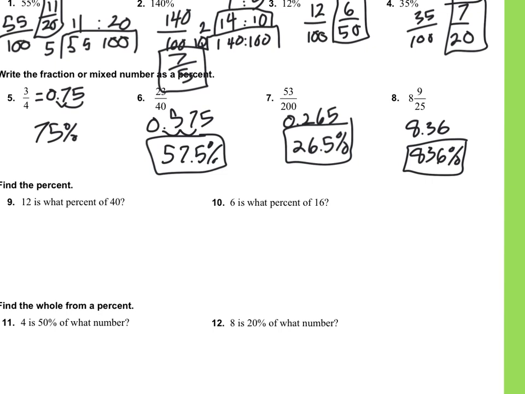I was looking at this number 8 right here. So what I do to do these problems is I forget about the 8 for a minute, okay? And I'm going to take 9 and divide it by 25, and I get 0.36. Then I put the 8 with it. So I have 8 and 36 hundredths. Move the decimal 2 places, you get 836%.